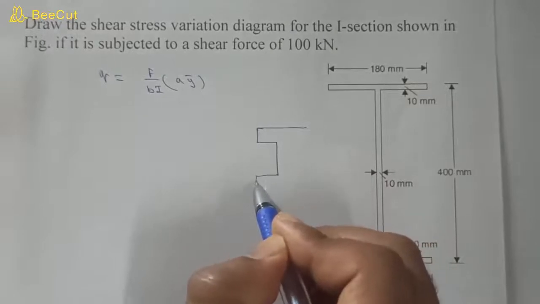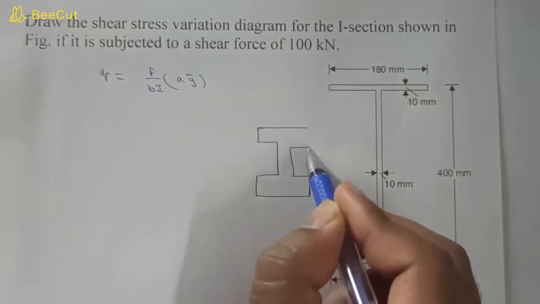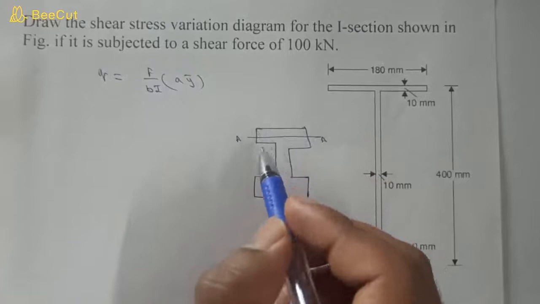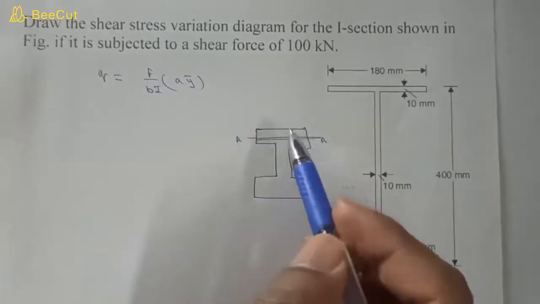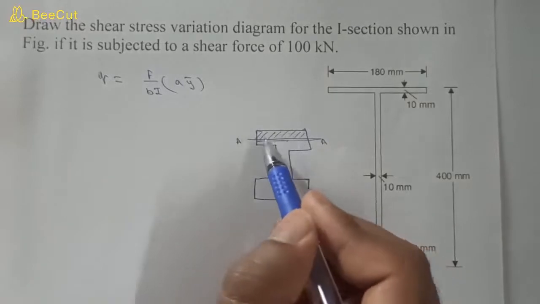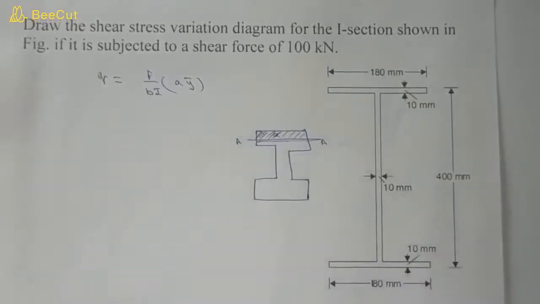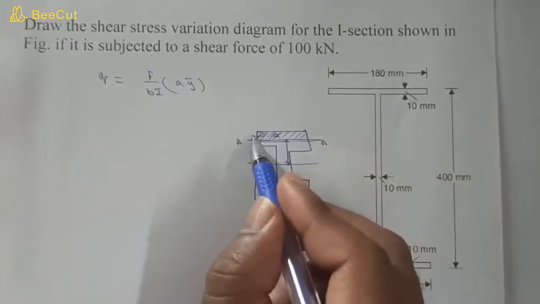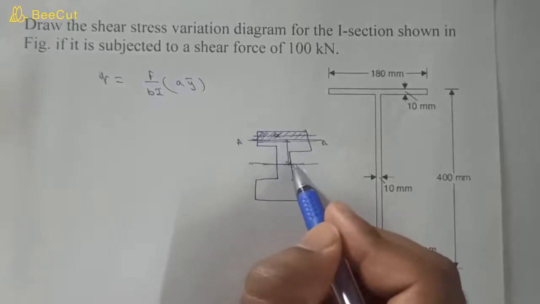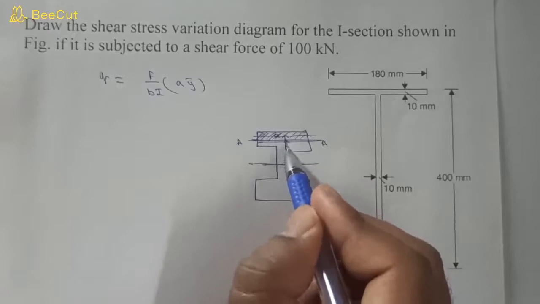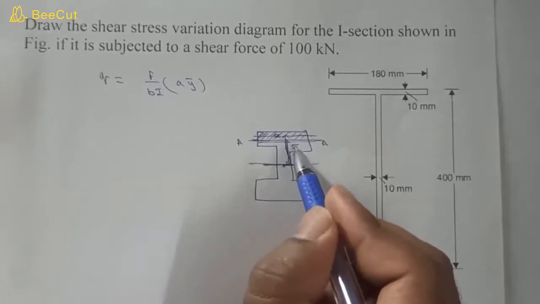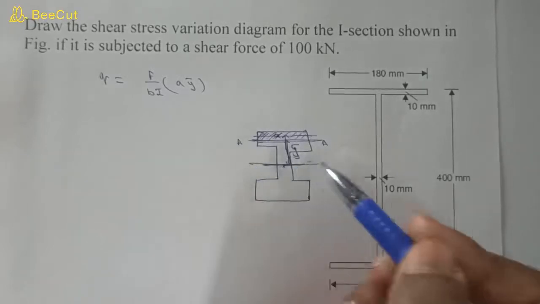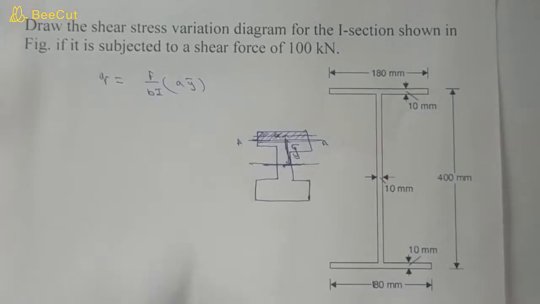For better understanding, I am drawing another diagram. Suppose this is an I section and we are choosing a cross section AA. If we have to find shear stress at this cross section, then we have to consider the area above this cross section. This area will become A, and this Y bar will become the distance of this area's centroid from the neutral axis of the whole cross section. I hope you understand up to here.